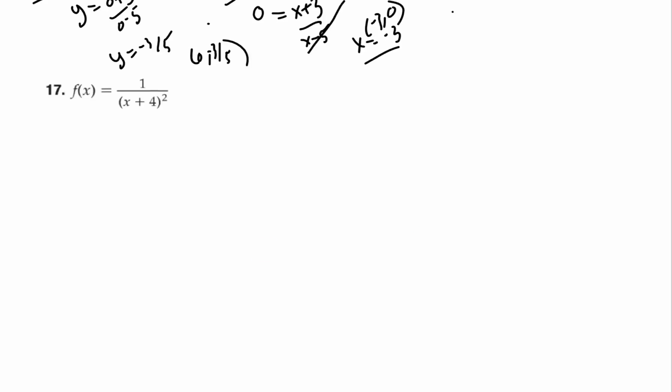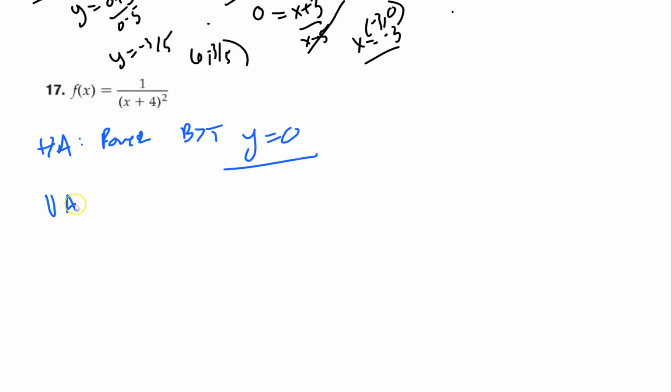Next one. Let's do a few more just to get the rhythm of it all, right? So horizontal asymptote goes first. Remember, it's all about powers. In this case, the bottom power is bigger. Bottom bigger than the top. So y equals 0. Done. Next, anything cancels? Nothing cancels out, so no holes.